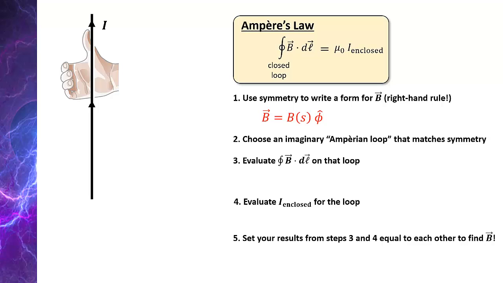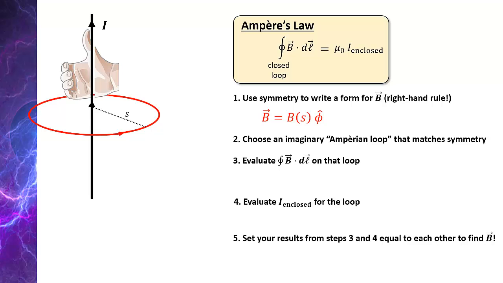Next, what we do for Ampere's law is we have to choose an imaginary Amperian loop that matches the symmetry of our problem. This is similar to when we chose an imaginary Gaussian surface before. Because our magnetic field is curling around in the phi direction, I'm going to choose my loop to also be curling around in the phi direction.